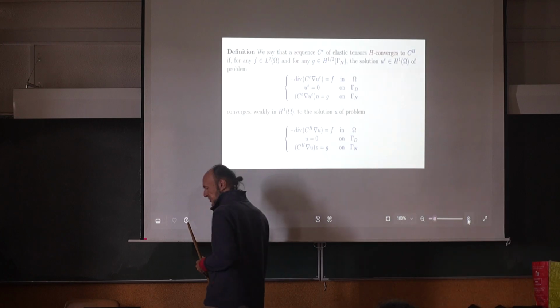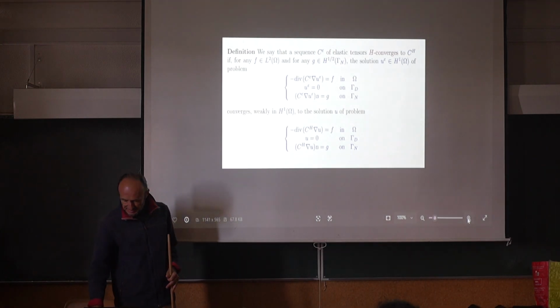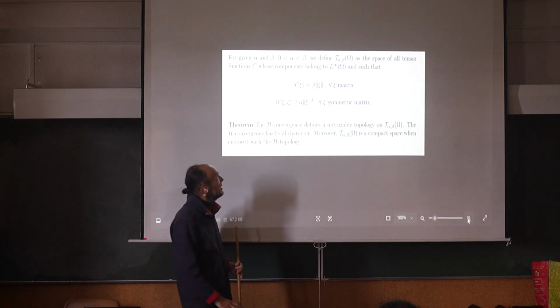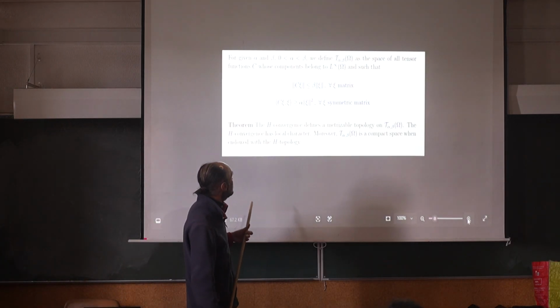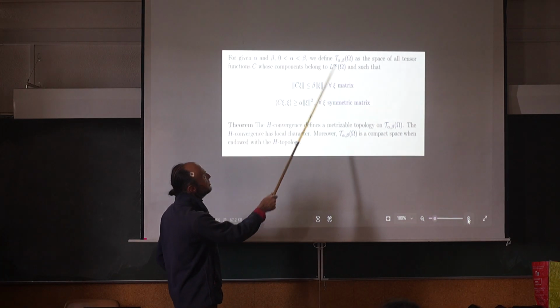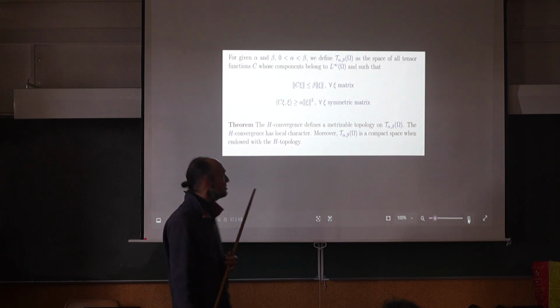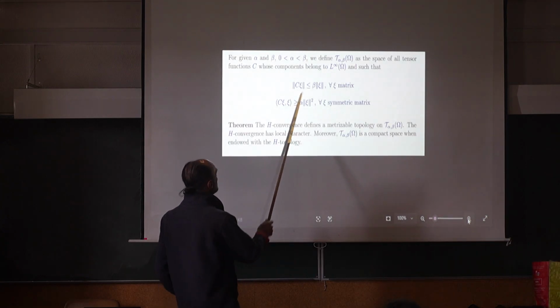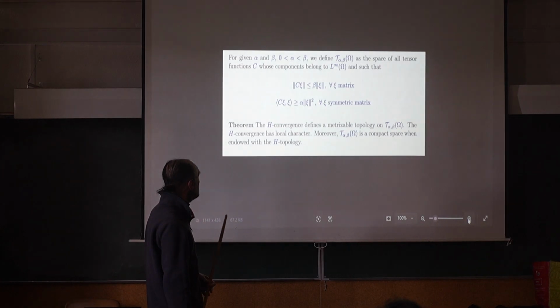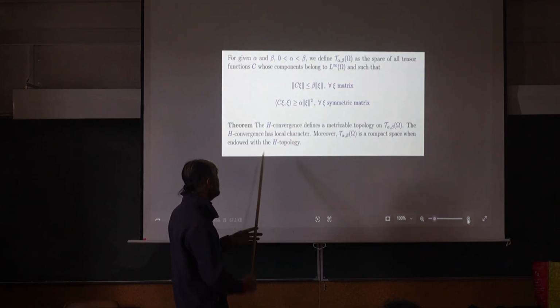It's interesting from the mathematical point of view. It doesn't have much practical value. But anyway, you can prove that this is a true convergence. There is a topology on the set of all possible Hooke tensors, which are limited by two constants alpha and beta in a certain sense. And it has local character.